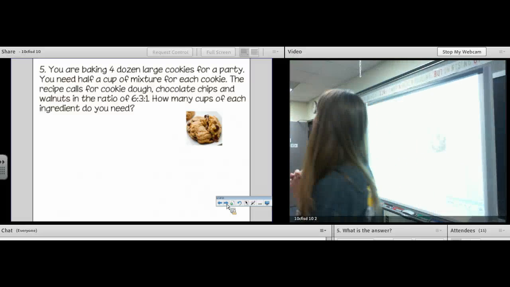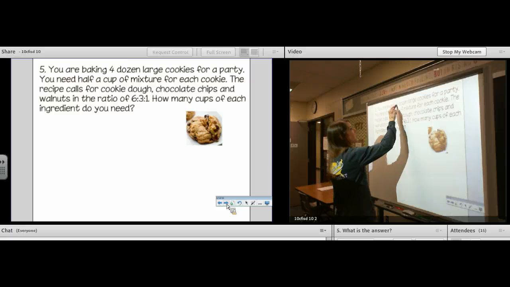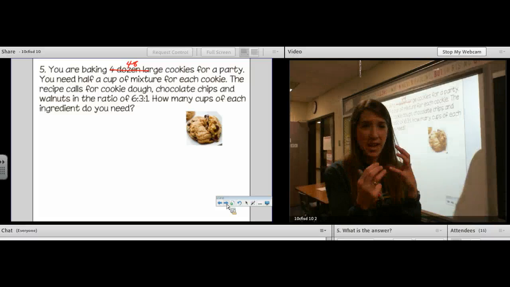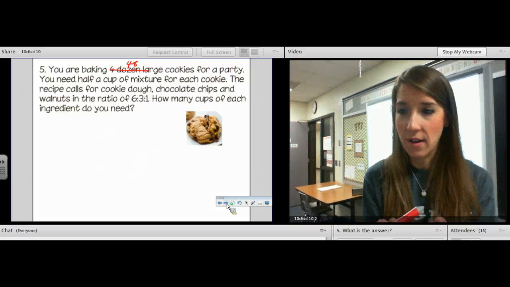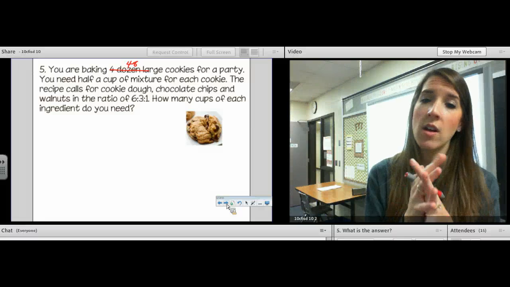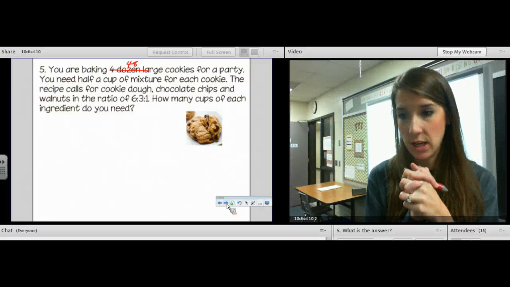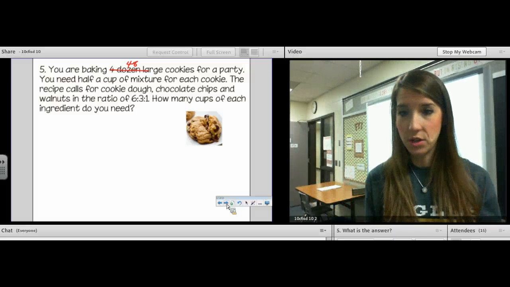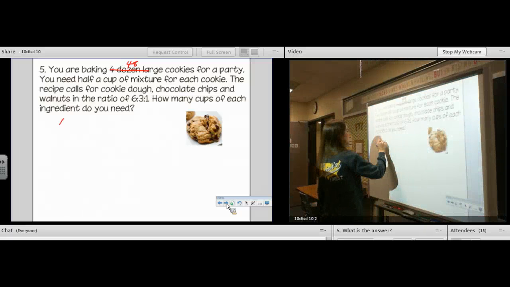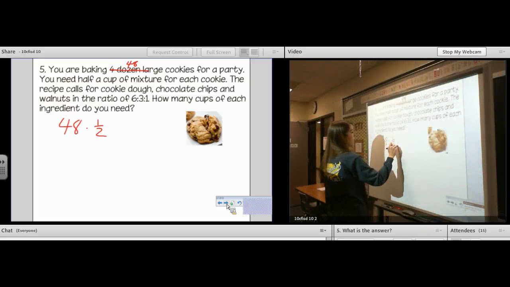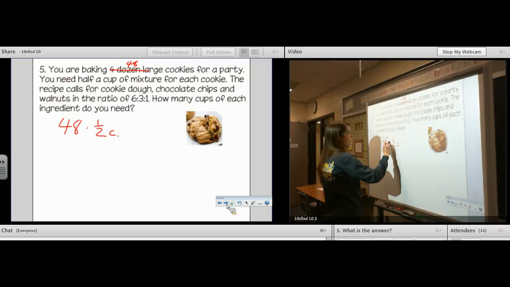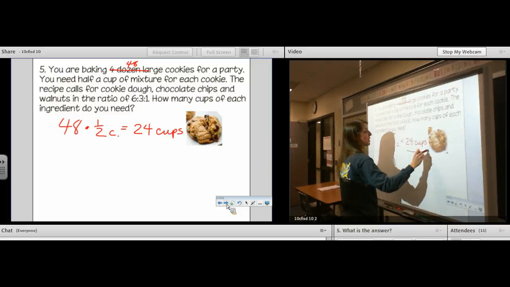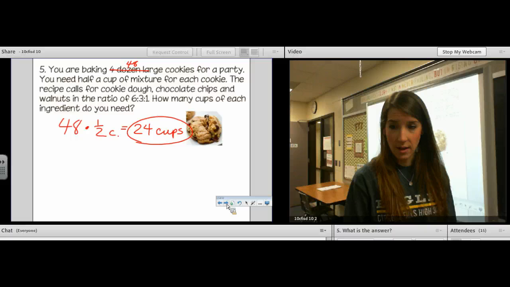Okay, let's go over this, because I want you to get this right on your quiz. The first thing I did when I read this problem is I scratched out 4 dozen, and I wrote 48. So I am making 48 cookies. When I leave for the party, I better have 48 cookies in my hand. Now, I need half a cup of mixture for each cookie. So how many cups of mixture do I need? Well, I've got 48 cookies, and each cookie needs half of a cup. So if I multiply that, I need 24 cups of mixture.